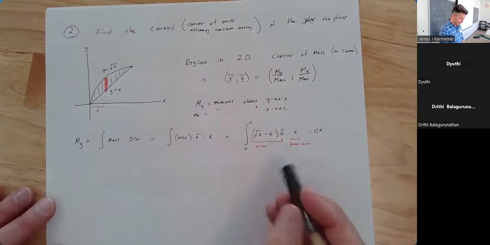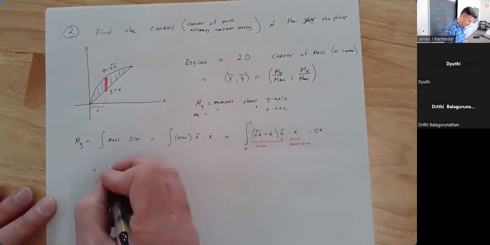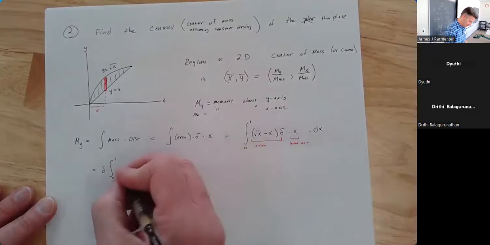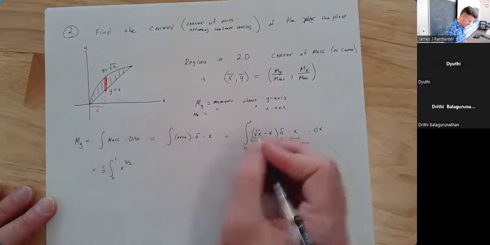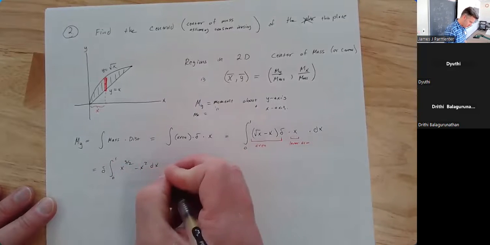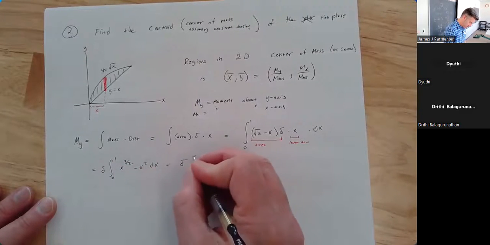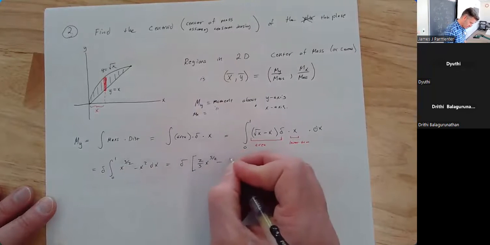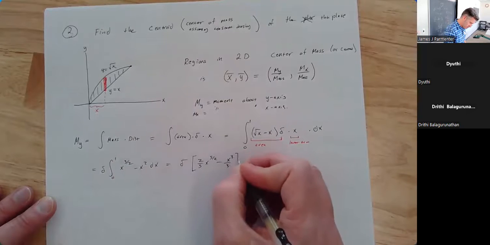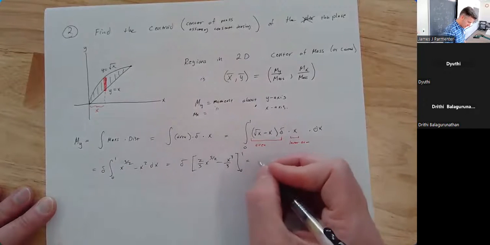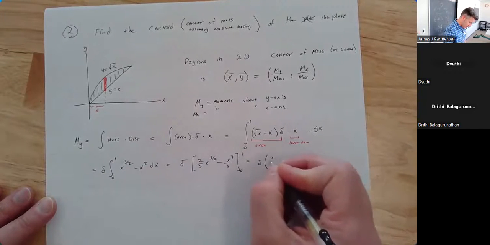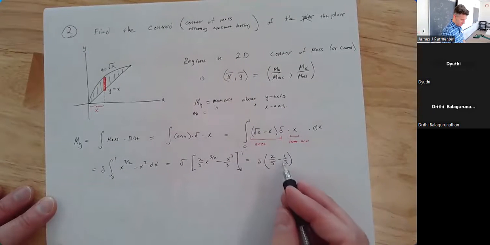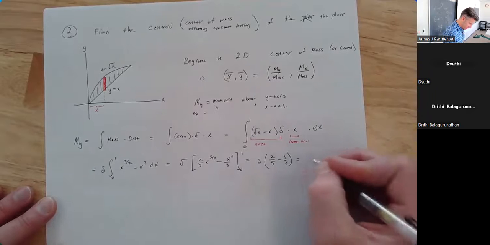So calculating this, we get the integral with the delta out in front. X times x to the 1/2 is x to the 3/2. X times x is x squared. We integrate, we get 2/5 x to the 5/2 minus x cubed over 3, from 0 to 1. And we end up getting delta times 2/5 minus 1/3, which is 6/15 minus 5/15, which is 1/15 times delta.